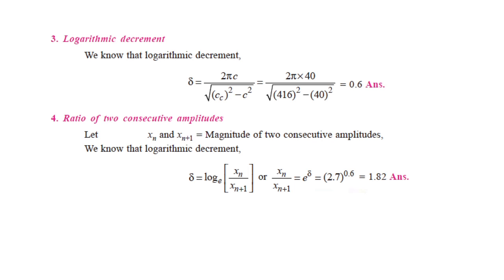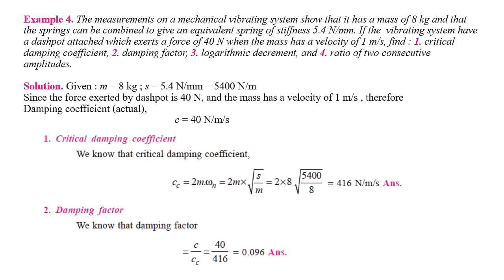The third thing asked in this problem is logarithmic decrement. Now the formula for logarithmic decrement, you know that delta is equal to twice pi c upon square root of cc square minus c square. You know the value of c, you know the value of cc. Put the values and find out delta. You will get it as 0.6.